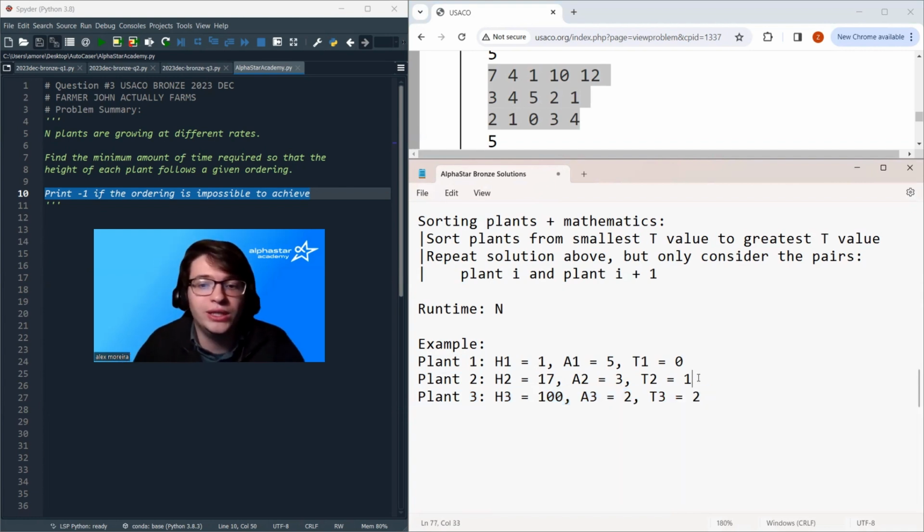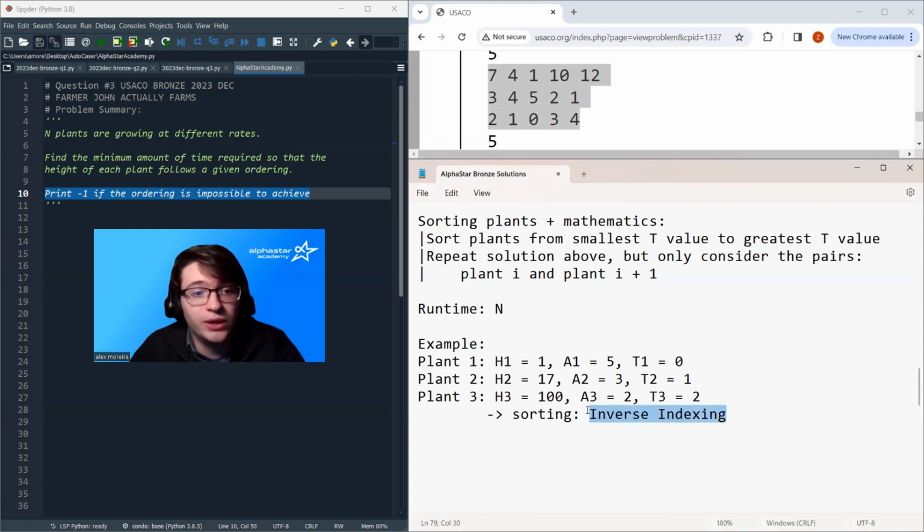And note that if we didn't have these sorted, if these didn't come in sorted, we could just sort the plants by their t-values on their own. And we're going to talk a little bit about how to do this. The best approach for sorting, I would probably use a technique called inverse indexing here. But it's a little tricky if you don't know inverse indexing, especially if you're working in C++ or Java. But we'll talk more about how we actually sort the t-values at a later point in time.